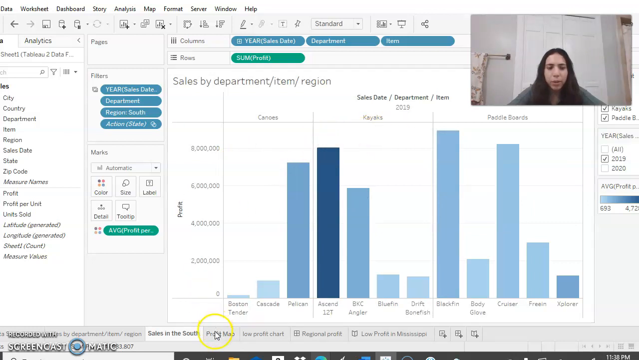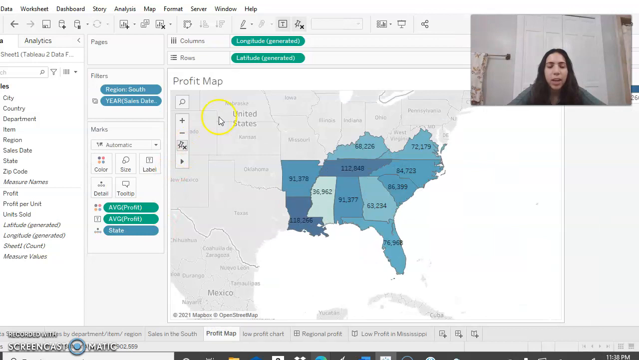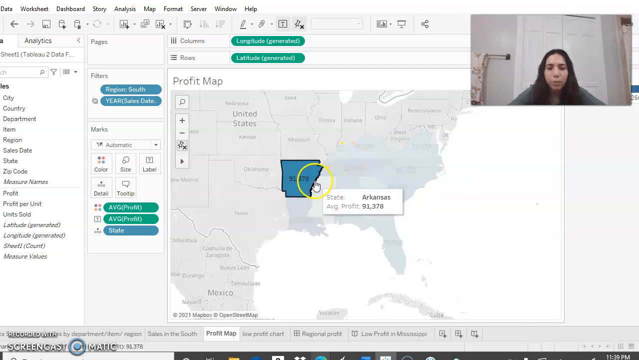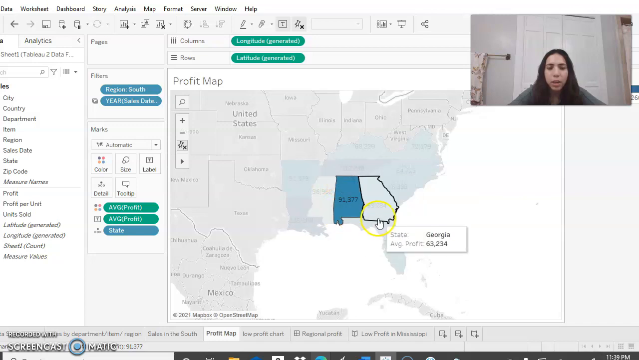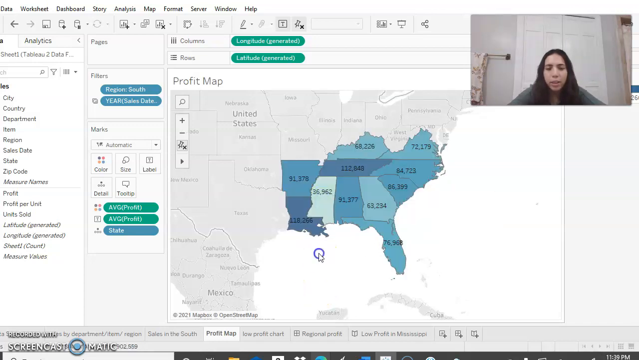And so for my third visualization, I decided to do a profit map just to get a better understanding of which state has the best profit, as well as the one that's making the least amount of profit. From here you can just click around and focus on one specific state and see the average profit each state has. And you can just click away to go back to the original.